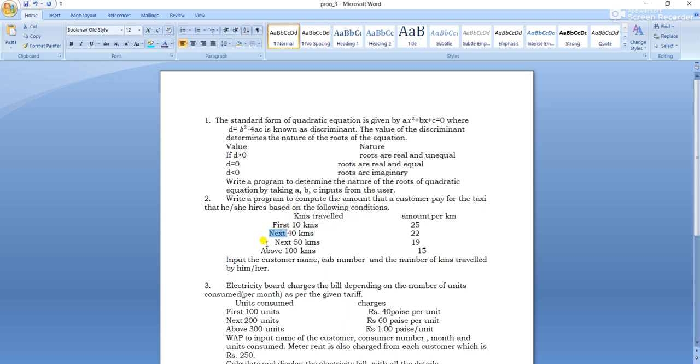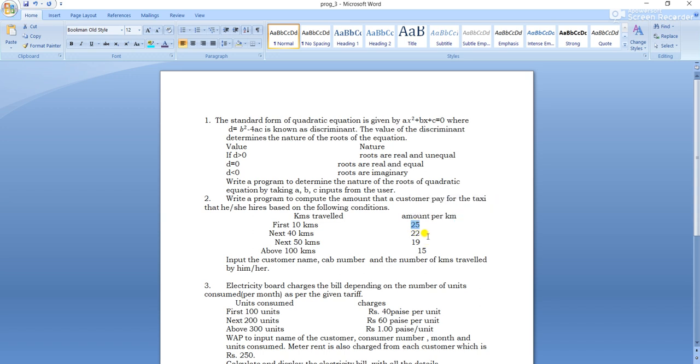What does this word speak? For example, I traveled 30 kilometers. When I travel 30 kilometers, the first 10 kilometers they are going to calculate with 25, so 25 into 10 becomes 250. Hold that value 250. For the first 10 kilometers the amount became 250. Then the remaining 20 kilometers, that is kilometers minus 10, so 20 we got. The 20 into 22 is 440, and plus 250. These two should be added.